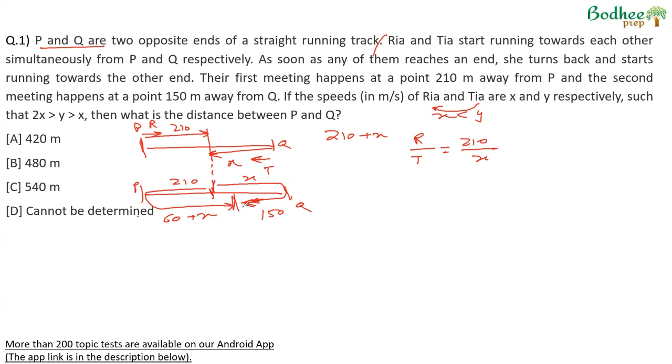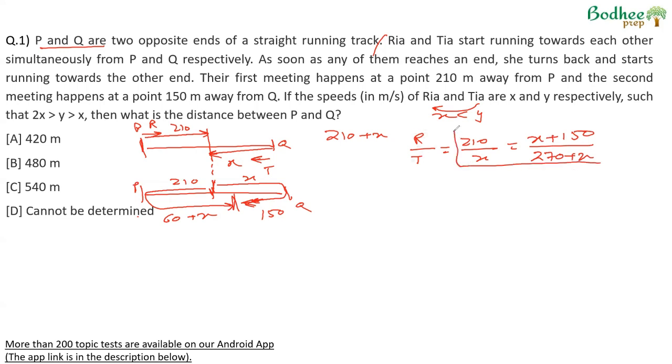Now, from the first meeting to the second meeting point, again, the time traveled by both of them is the same. The distance traveled by Ria, who was going towards Q, will be X plus 150. That by Tia will be 210 from the meeting point to P and then 60 plus X. 210 plus 60 is 270 plus X. The ratio of speed of Ria and Tia will be constant.